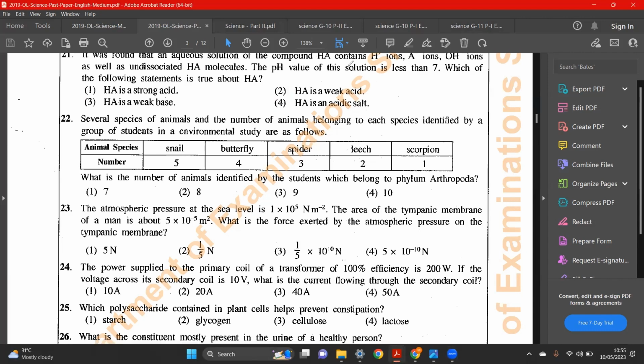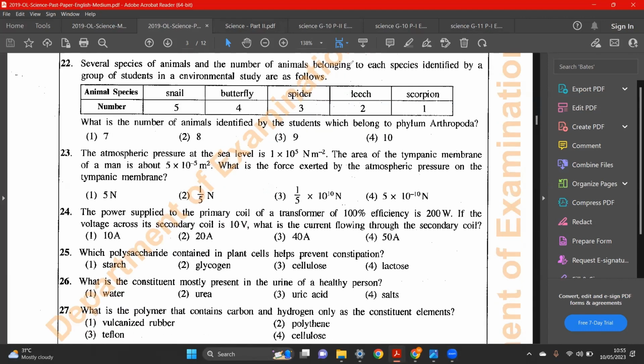All right, then we move into the 22nd question. Several species of animals and the number of animals belonging to each species identified by a group of students in a study are given as follows. What is the number of animals which belong to the phylum Arthropoda?